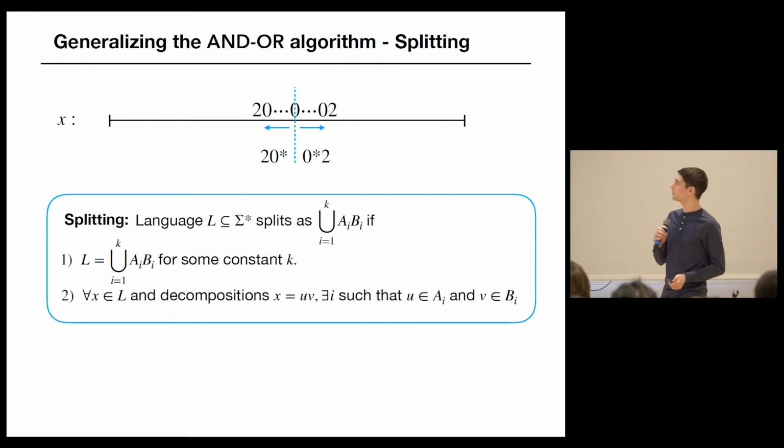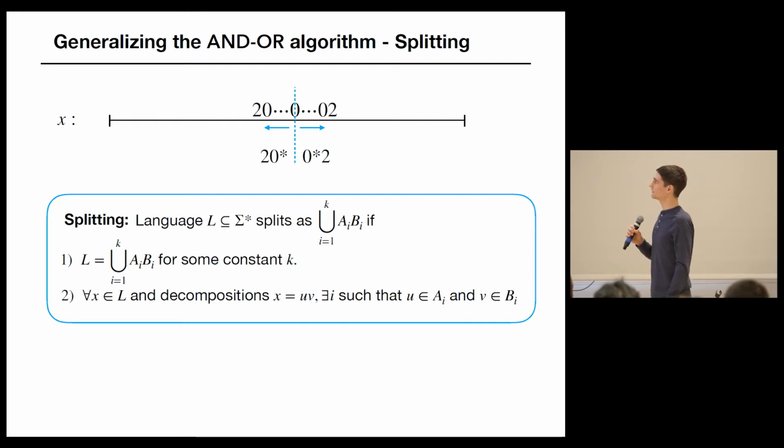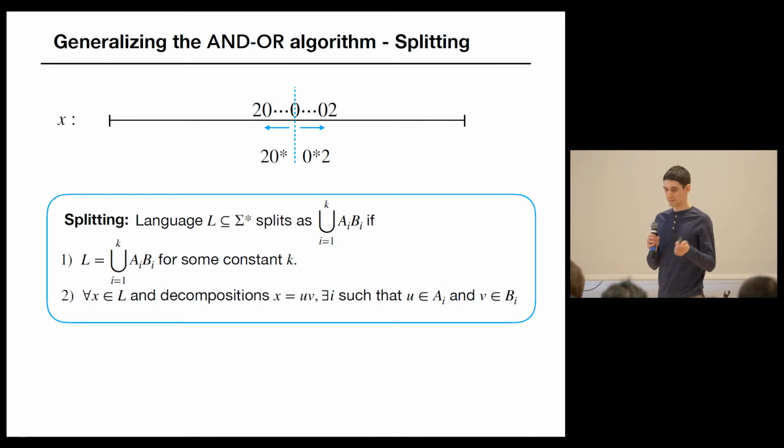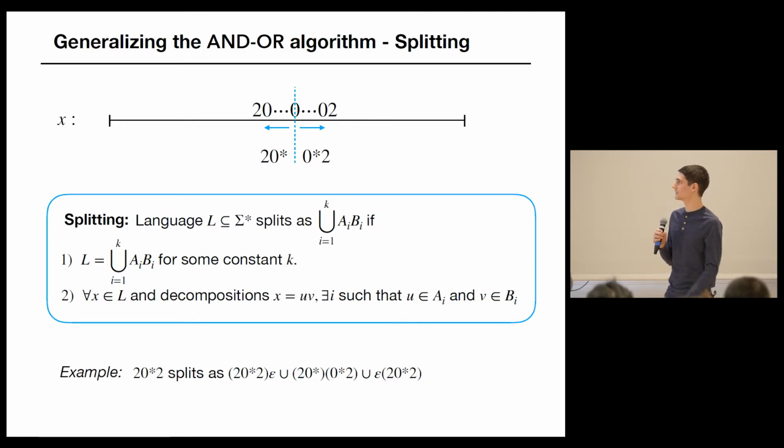We say that a language splits in the following way, as a union over these A_i and B_i, if this union is constant, and for all words that are in the language and for all decompositions, you're either going to be on one half of the split or the other half of the split, just like you would be in this 2, 0, star, 2 case. As an example, this 2, 0, star, 2 splits as this union here. And these two cases on the end are not interesting, but for completeness, they're there.